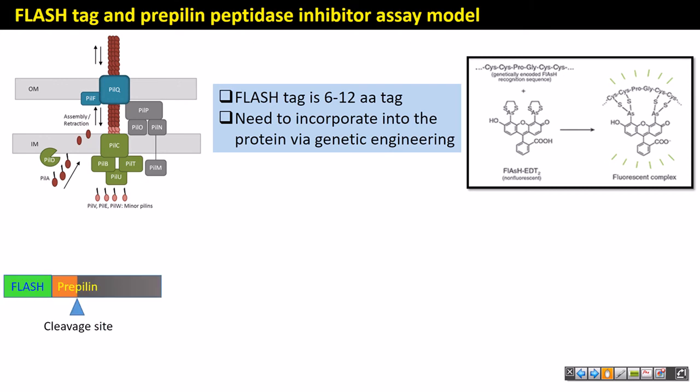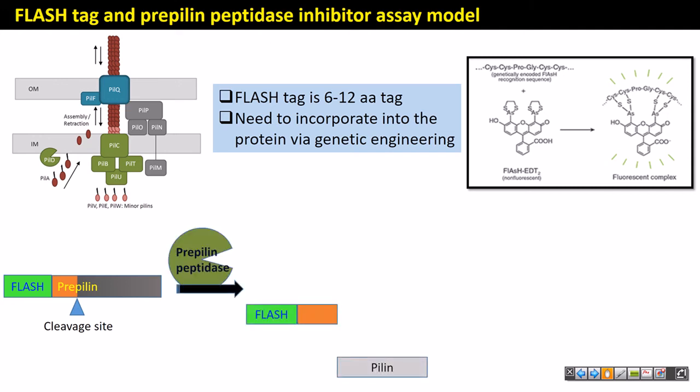So we did the engineering to add this FlAsH tag at the end terminal of the leader sequence. This is the complete, what we call prepilin, with the pilin and the leader sequence. This is the cleavage site. When the enzyme is working, this will get cleaved from the leader sequence, and you will have a FlAsH tag with the leader sequence, which will be comparatively smaller. When we have an inhibitor and the enzyme is not working, no cleavage occurs, so you will have a bigger protein molecule with the fluorophore tag.